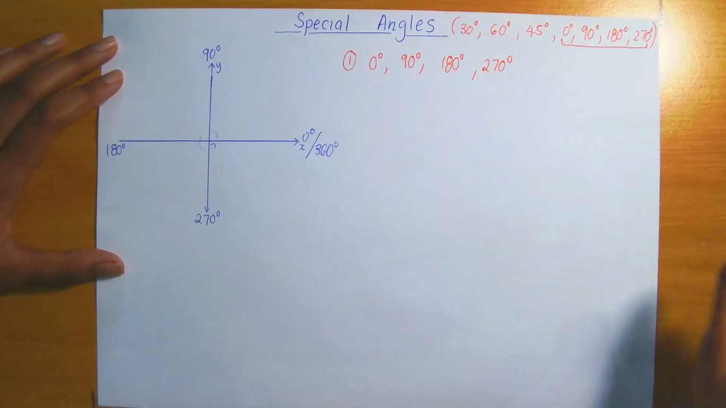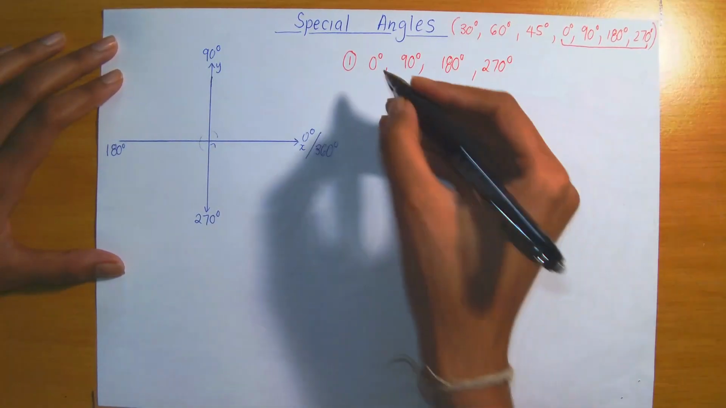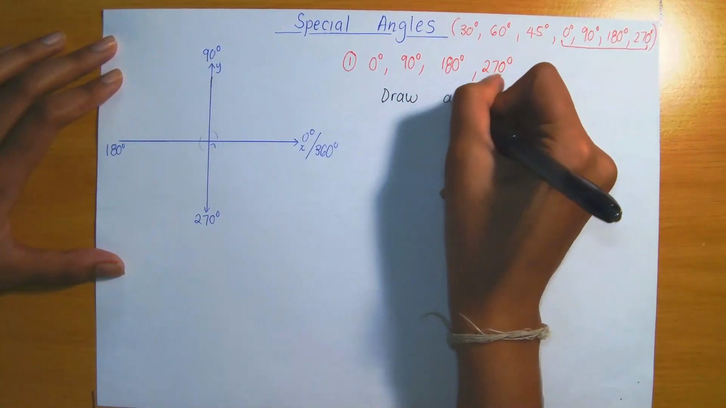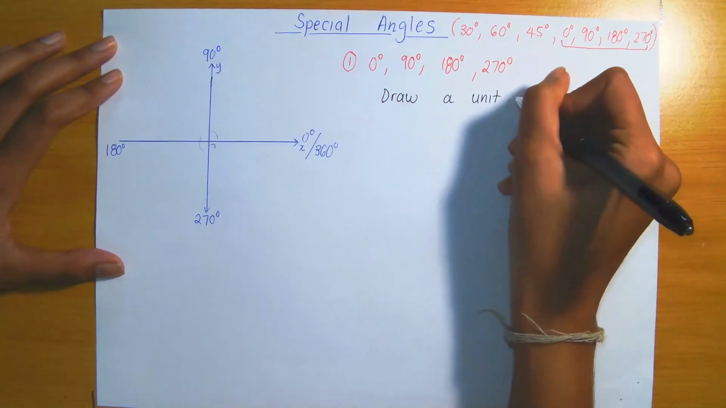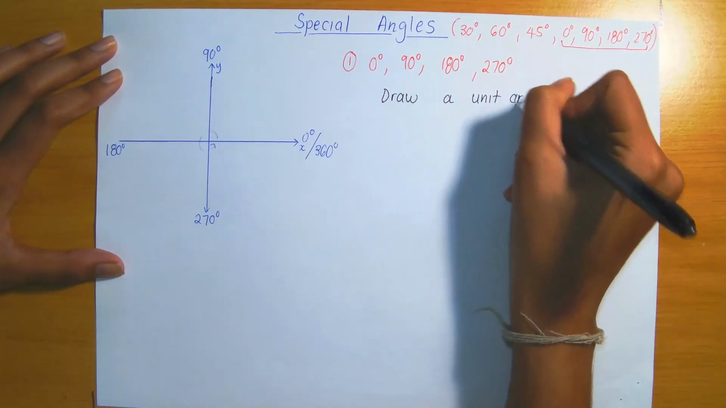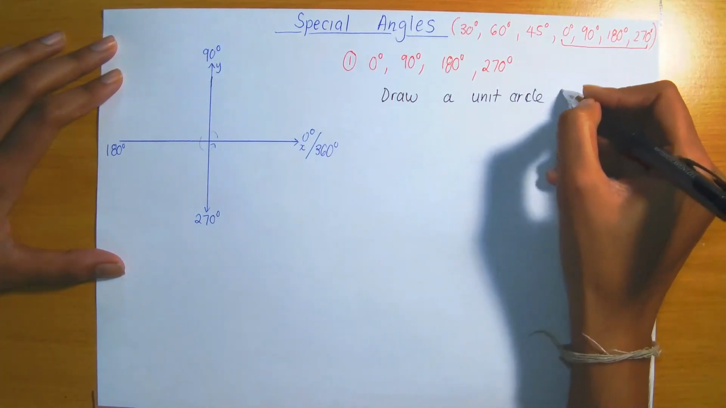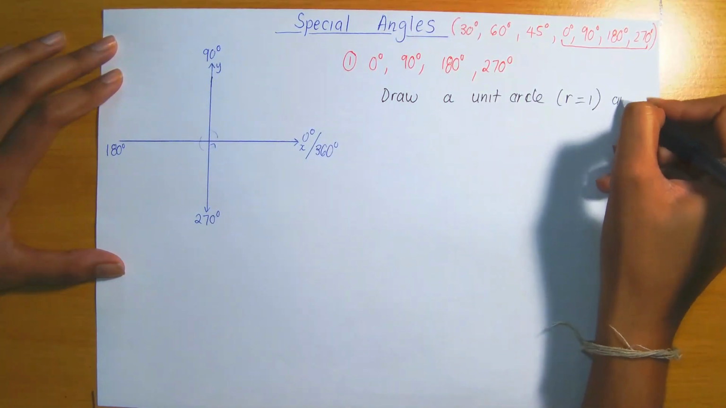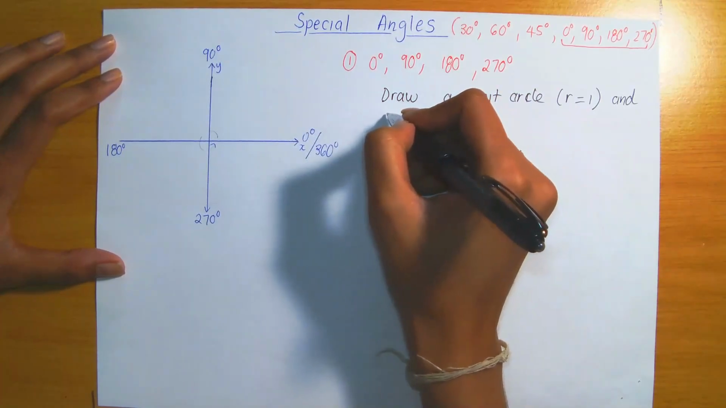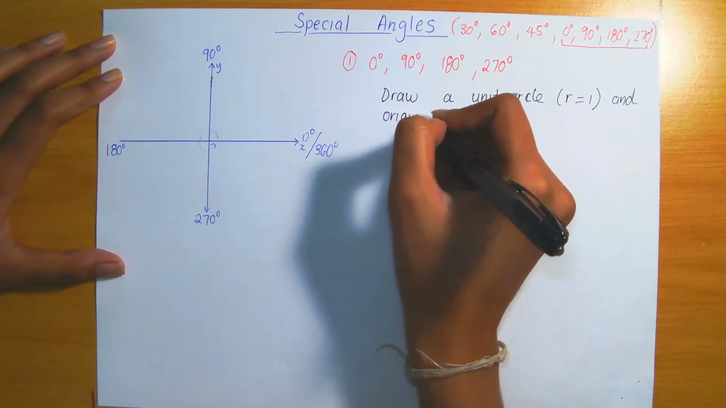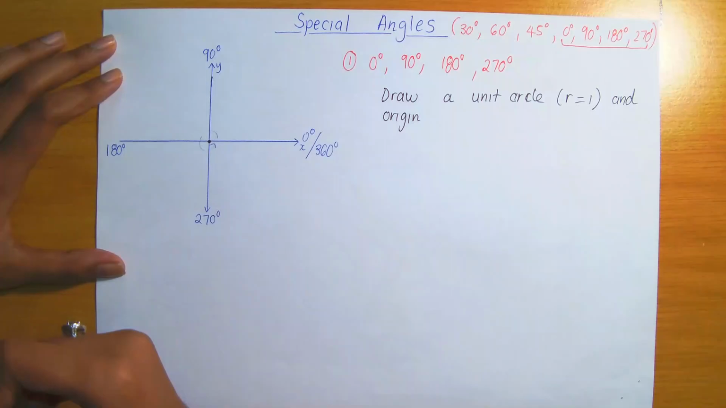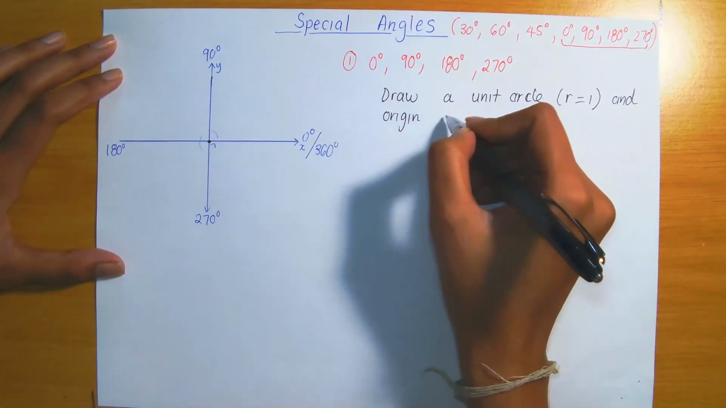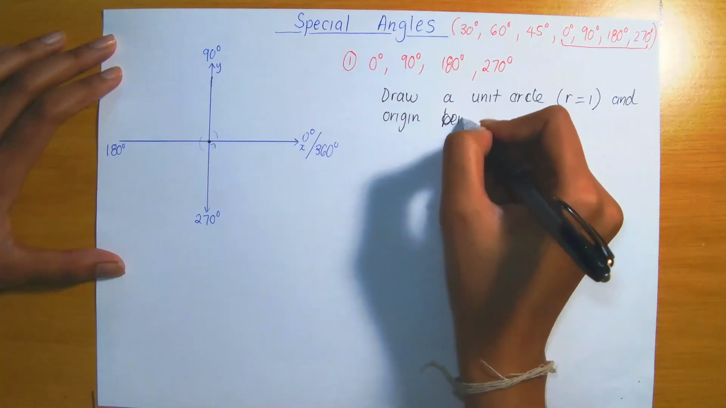Now let's suppose that we draw a unit circle. A unit circle is a circle with radius 1. So we draw a unit circle where radius equals 1 and origin at the center. The coordinate 0, 0 will be the center of the circle.